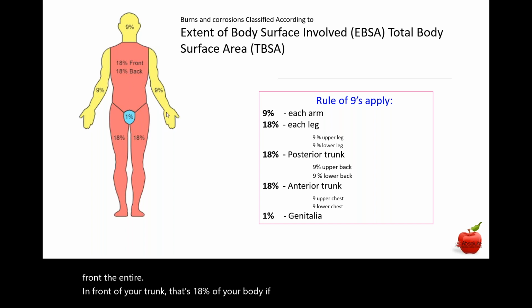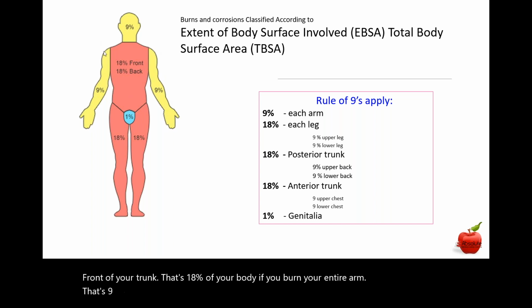If you burn your entire arm, that's 9% of your body. The other arm, 9%. Your entire leg is 18%. Entire leg, 18%. And the genitalia, 1%. And the head and neck are 9%.